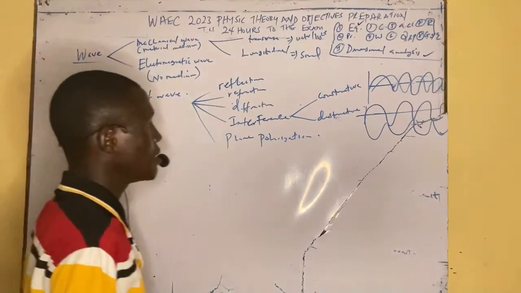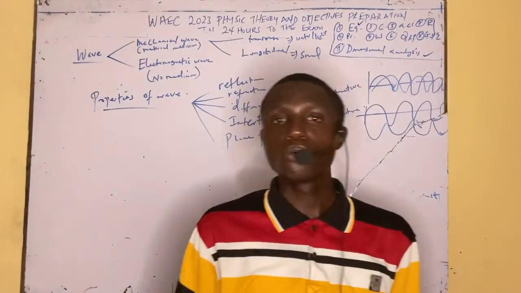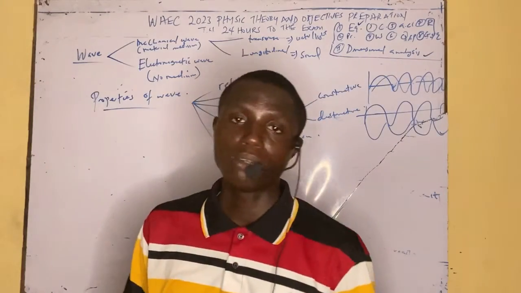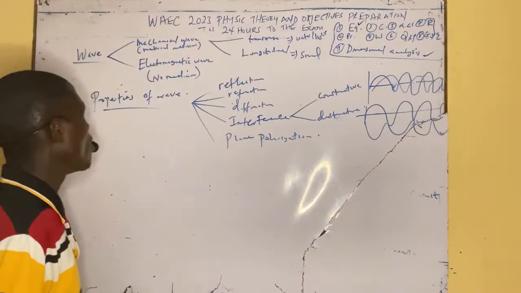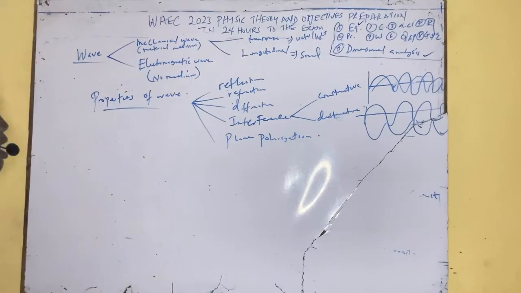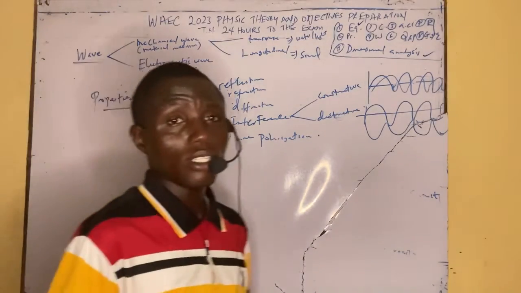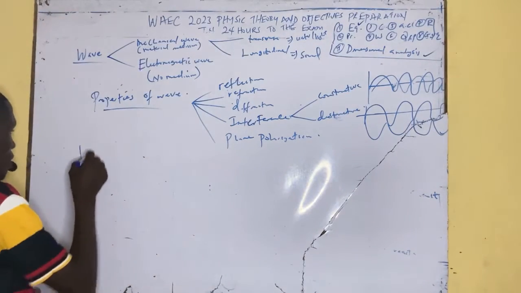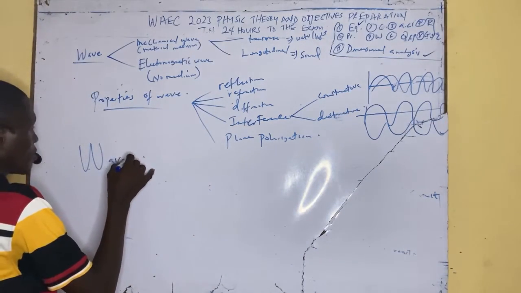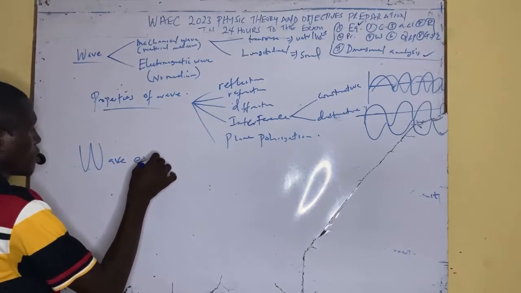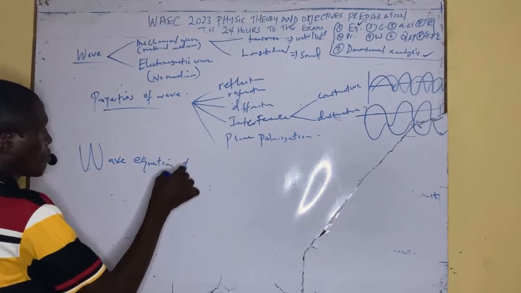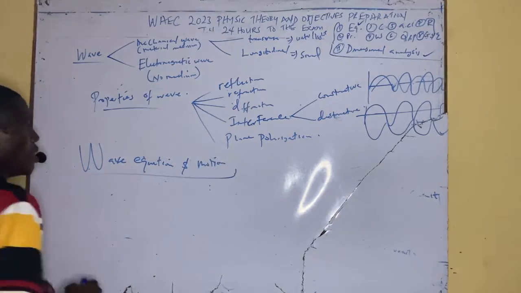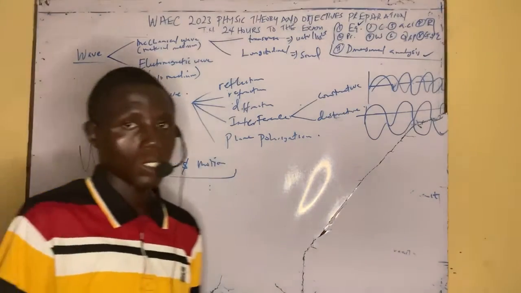And plane polarization has to do with how you can polarize light with polarized light waves. So these are the examples of properties of waves. We're going to read about standing or stationary wave, as I've said earlier. So we'll go to wave equations. Wave equation and motion, right? Which are also a major part of questions under waves.